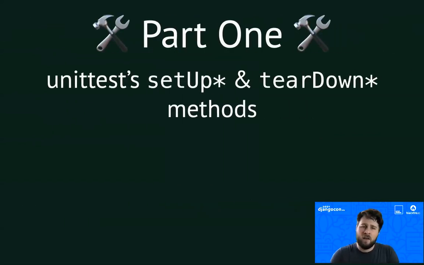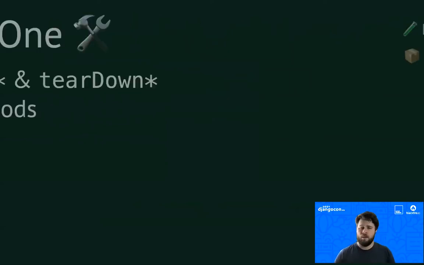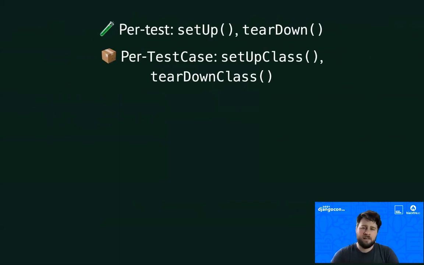On with the talk. So we have part 1, what are unittest's setUp and tearDown methods? These methods are intended for you to do setting up of stuff and then tearing down of it afterwards. On a per test basis, we have the setUp and tearDown hooks. And then for the whole test case, at the start of running all the tests in the test case, there's a setUpClass hook. And then at the very end of running those tests, there's this tearDownClass hook.